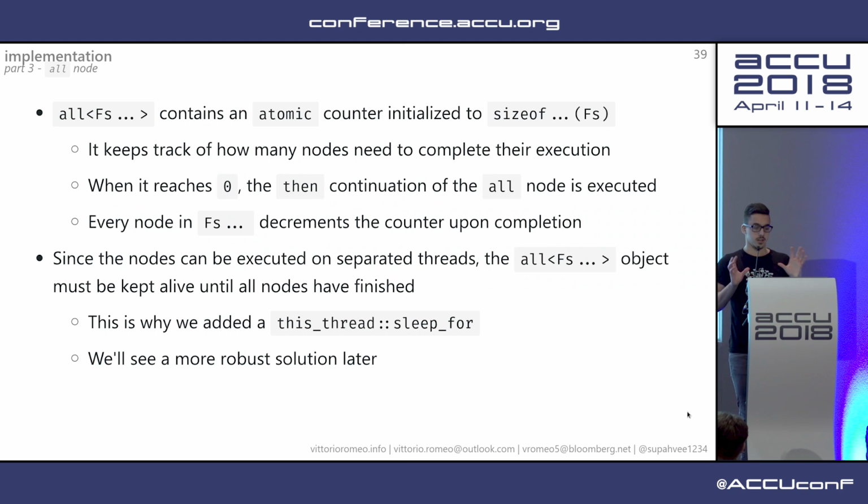So the node itself will contain this atomic counter initialized to the number of the computations, which we can retrieve by simply using the sizeof... operator. It will keep track of how many nodes need to complete the execution, and when it reaches 0, the continuation of the entire all node will be executed. And every node in fs will decrement the counter upon completion. And again, we are using the sleep because we need to keep this alive until every node is finished, and we don't know when that happens because it's asynchronous.